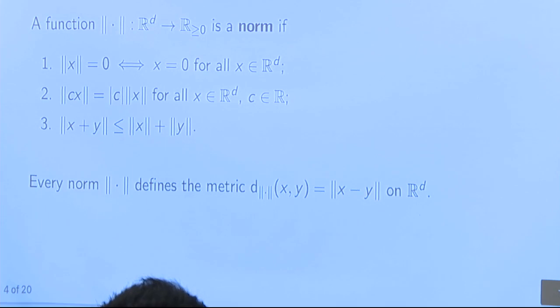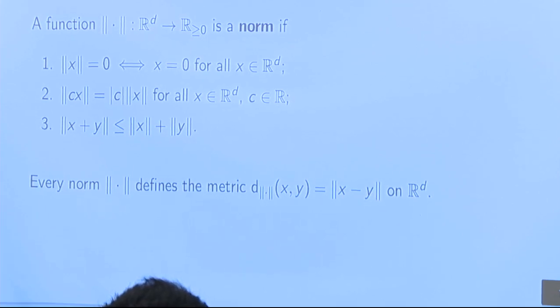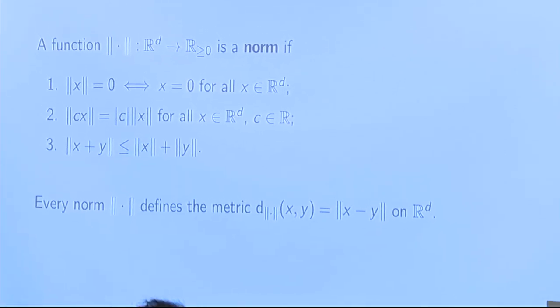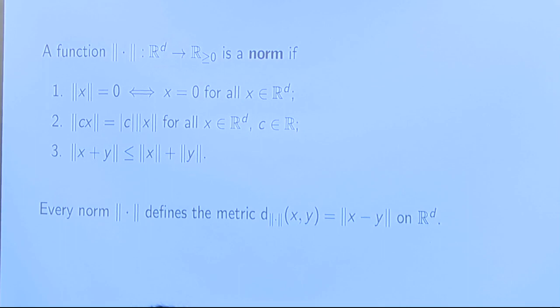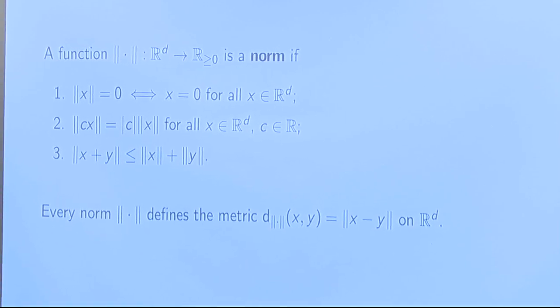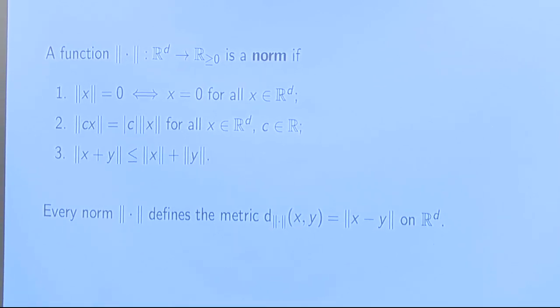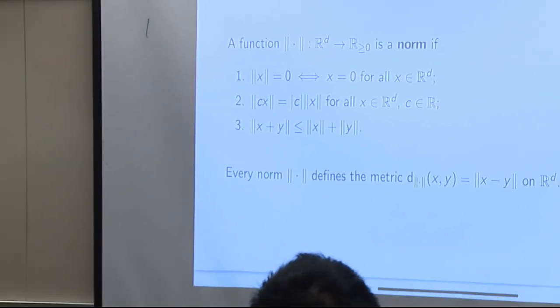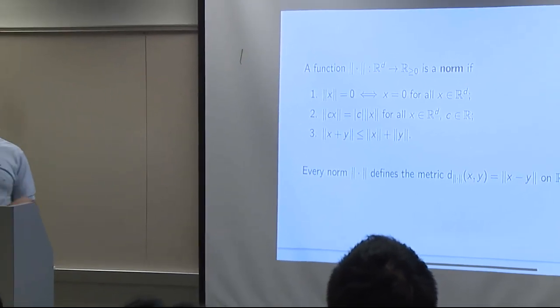Something a bit less general and a little bit different is a norm. Norms are one way we get a lot of metrics. So a norm, all my norms will be defined on d-dimensional real space. A norm is a way to measure the length of a vector in a vector space.